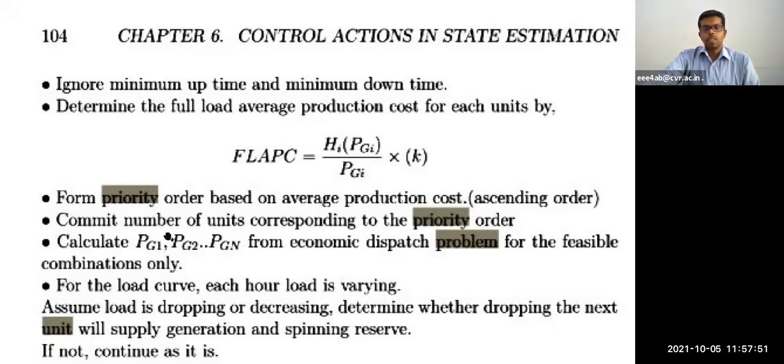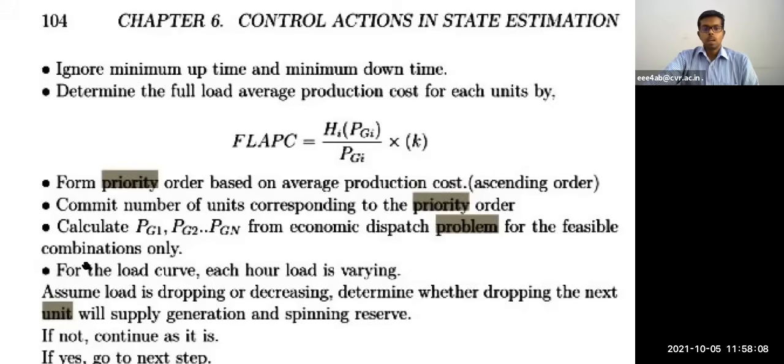We already solved how to calculate PG1, PG2 up to PGN. You already know from the economic load dispatch problem for the feasible combination, whatever combinations are given, for that combination we need to calculate the economic load dispatch problem.